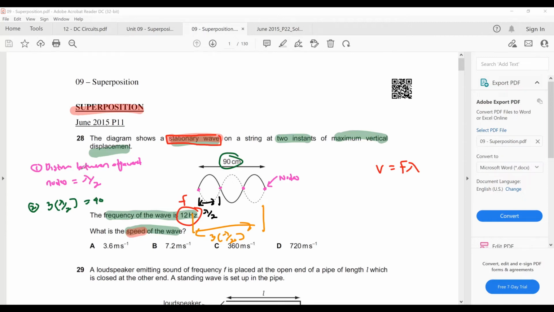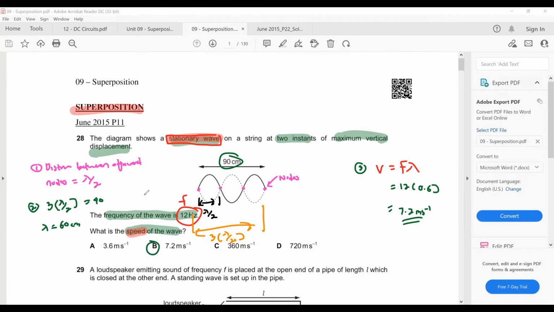So 90 times 2 is 180, divided by 3. Lambda is 60 centimeter. From here, subsequently, you use v equals f lambda. Frequency is 12 hertz multiplied with your wavelength of 60 centimeter, changed to meter is 0.6 meter. You get 7.2 meter per second. So the answer is B.